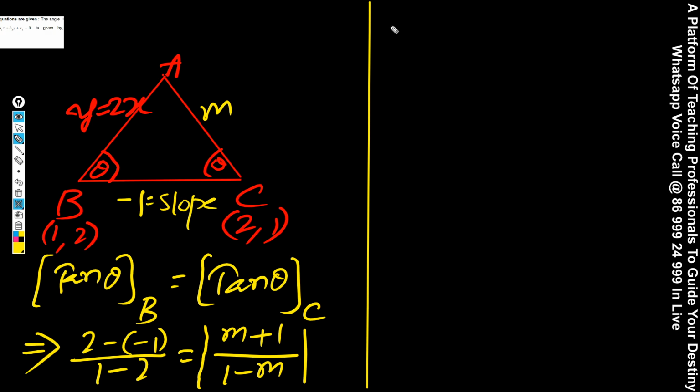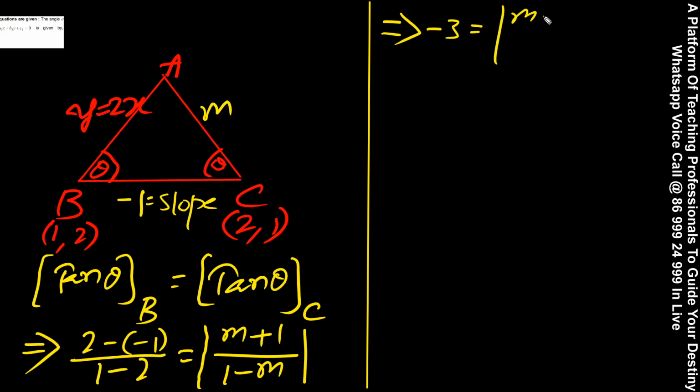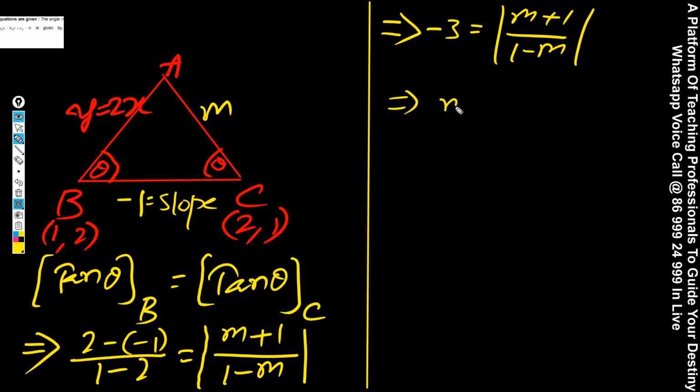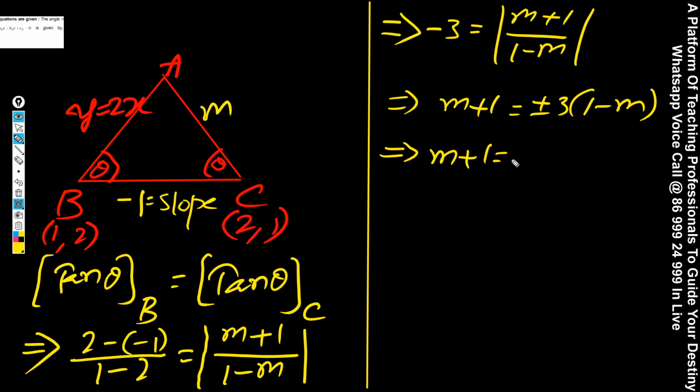What is LHS here? 2 plus 1, 3 by minus 1, which is minus 3, is equal to modulus of M plus 1 by 1 minus M. So M plus 1 is equal to plus or minus 3 into 1 minus M. Implies M plus 1 is equal to 3 minus 3M or minus 3 plus 3M.